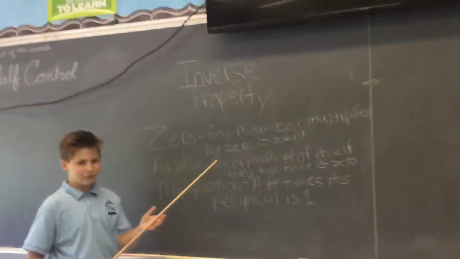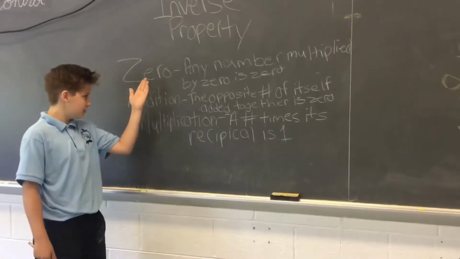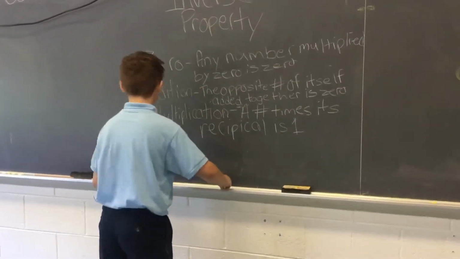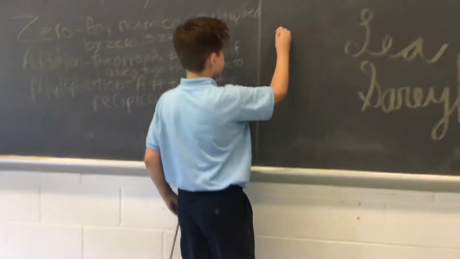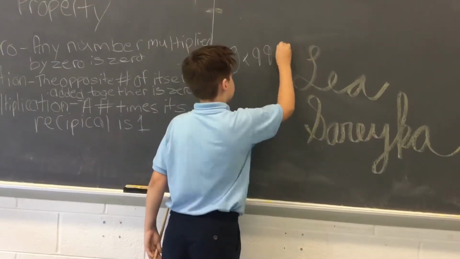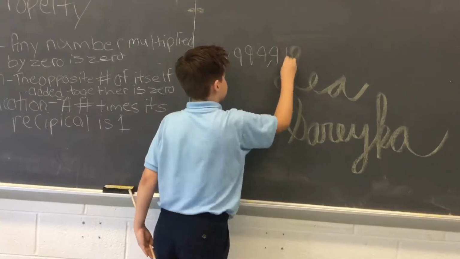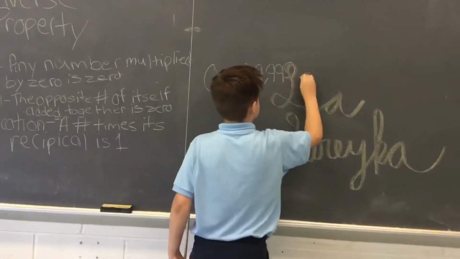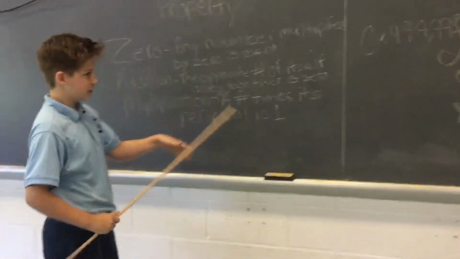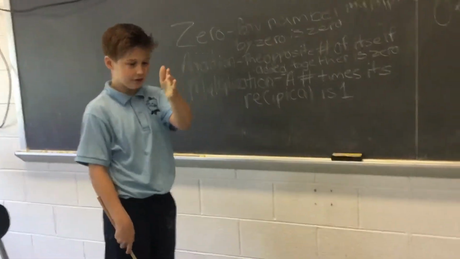So this is the inverse property. So the first part of the inverse property is the zero part. Any number multiplied by 0 is 0. So for example, 0 times 999,999 equals 0. Okay, so that's the zero property. Any number times 0 is 0.